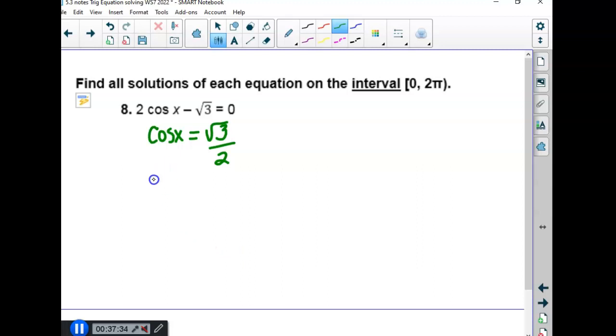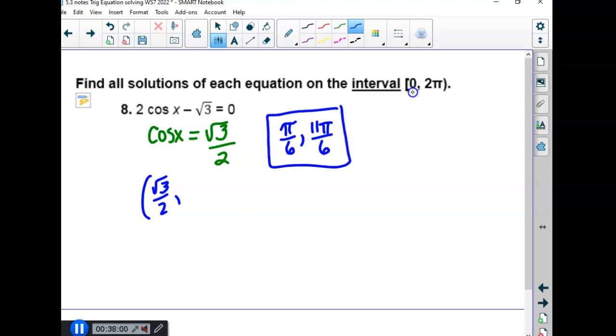Am I looking for an x or a y, Ben? Cosine. Okay, x value of square root of 3 over 2. Got your unit circle? Where does that happen at? And does that seem right, guys? Anybody disagreeing? Okay. And it said only between 0 and 2 pi, so we're done.